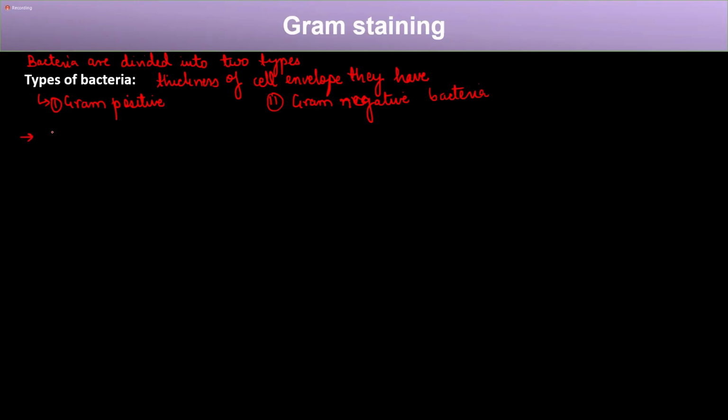Okay. Now, who came up with this technique or who divided the bacteria into these two types? There was one scientist named Christian Gram. He divided the bacteria into two types by using a technique. He developed a technique, and this technique is called gram staining. So using this gram staining technique, he divided the bacteria into two types. Now we will see what happens in the gram staining.